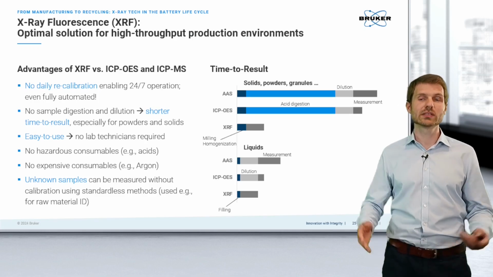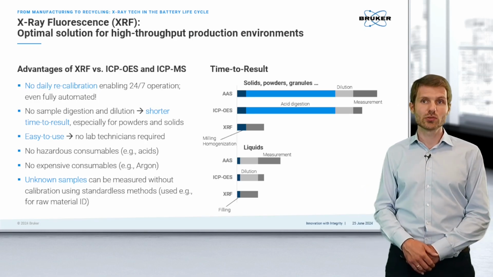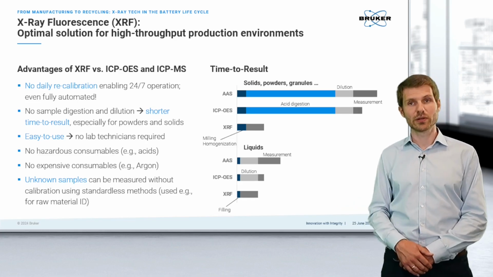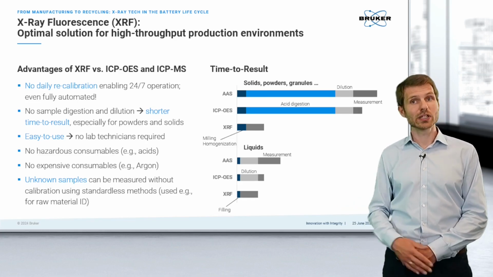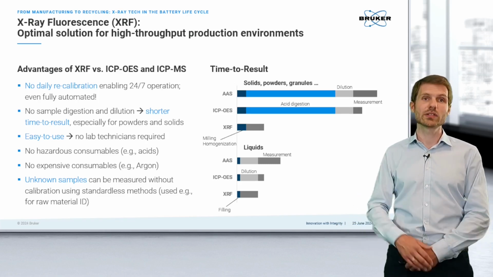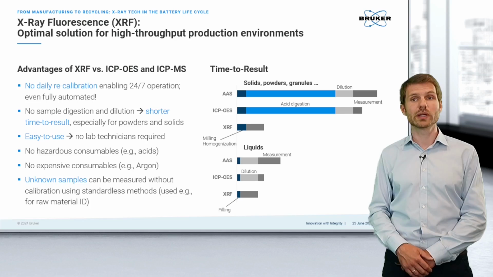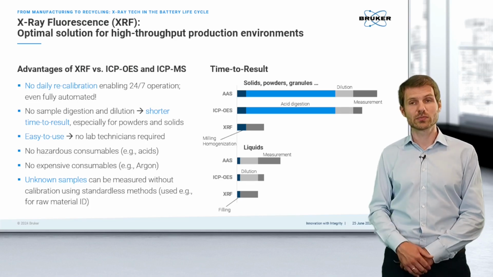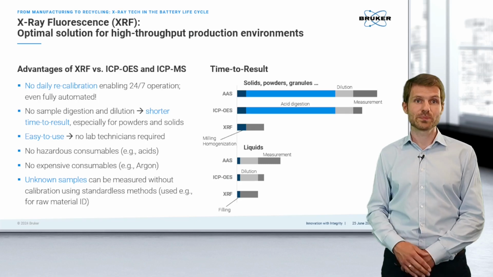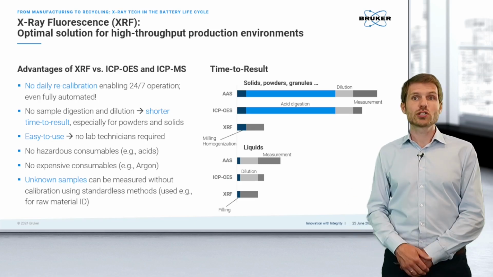One of them is that with XRF, we don't need to recalibrate every day. We actually don't need to recalibrate for a very long time. And we can extend calibrations even if we want. So this really enables 24/7 operation, even fully automated operation, which is not possible with an ICP where you need to recalibrate daily.